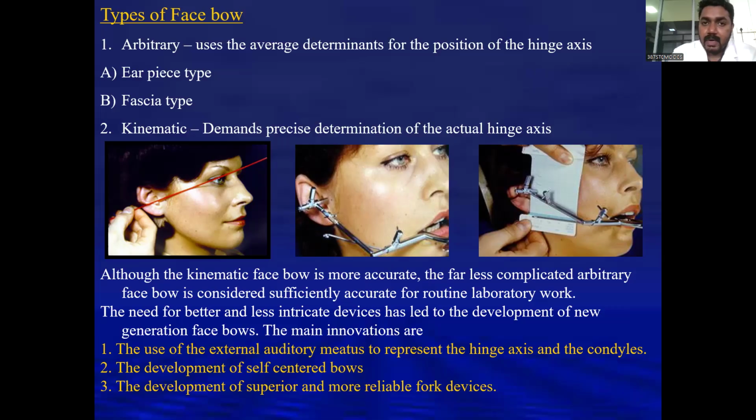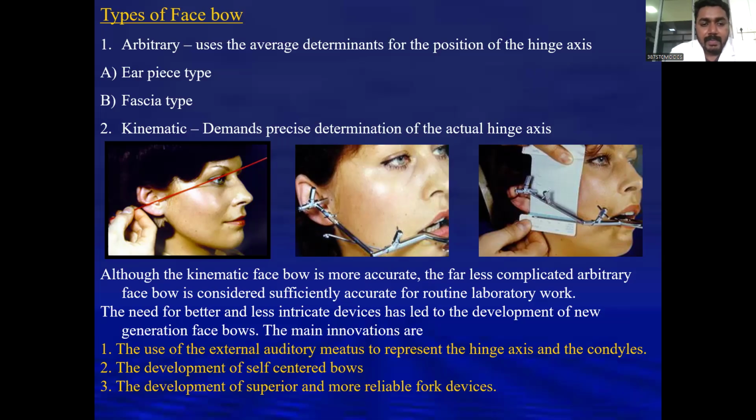Then why is it sufficient? For complete denture cases, there is some amount of resiliency of the mucosa. So I told you, when we locate the hinge axis arbitrarily, it causes some error. That error is about a 0.2 mm difference in the posterior region. That error will be compensated by the resilience of the mucosa. Because of that reason, they say it is sufficient to use an arbitrary facebow for routine laboratory procedures.